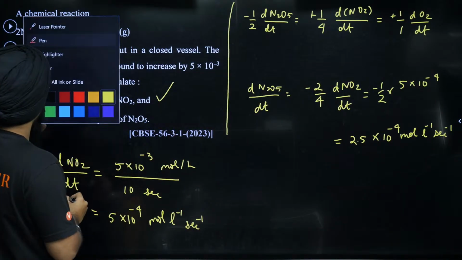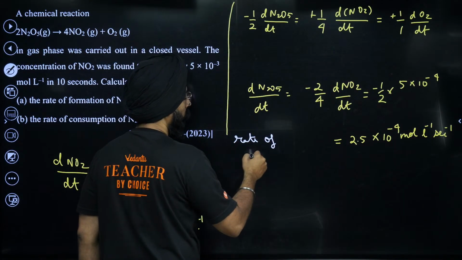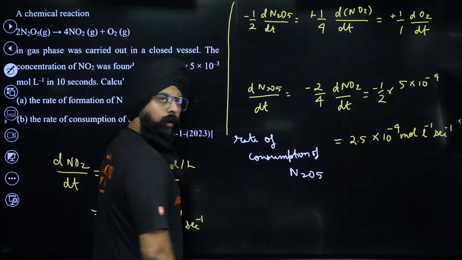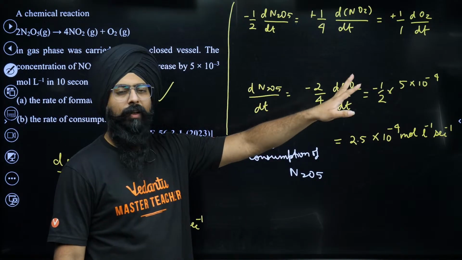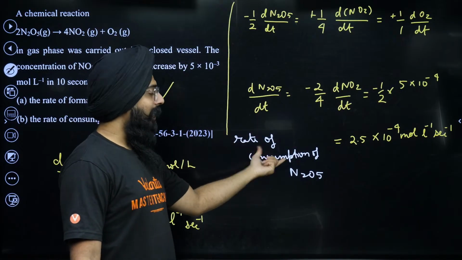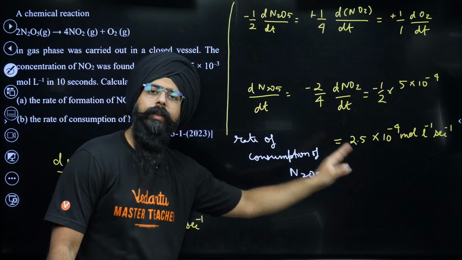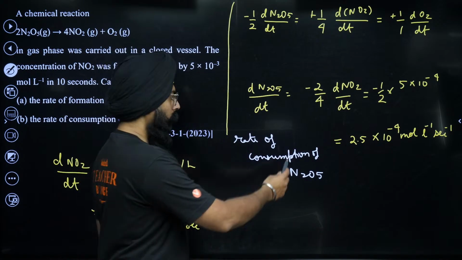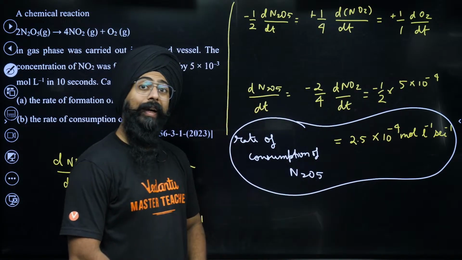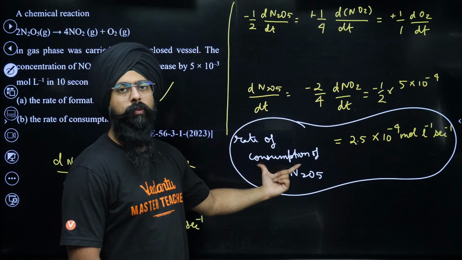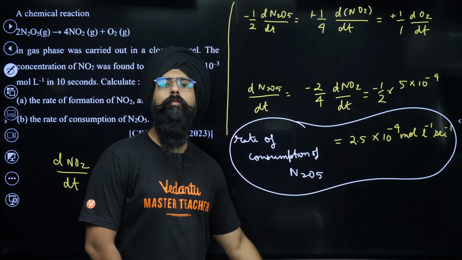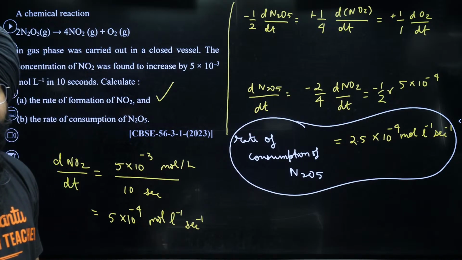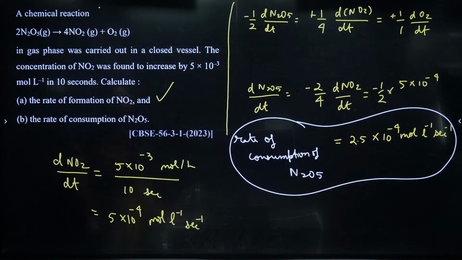This is equal to the rate of consumption of N2O5. Why did I not write the minus sign over here? If you write the minus sign, that is also fine. In boards, they don't care too much. But because this is the rate of consumption, consumption already means it is decreasing. The English word consumption already takes into account the negative sign. Understood? If you don't write the minus sign, technically speaking, it is correct. Alrighty, this is also done.